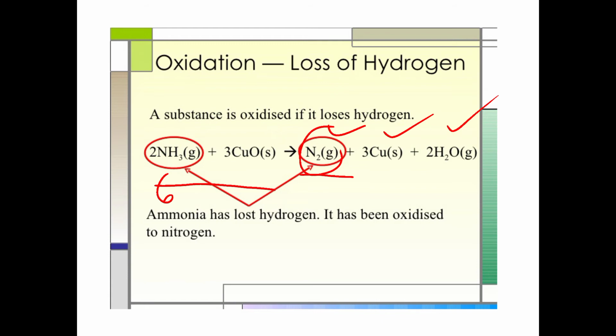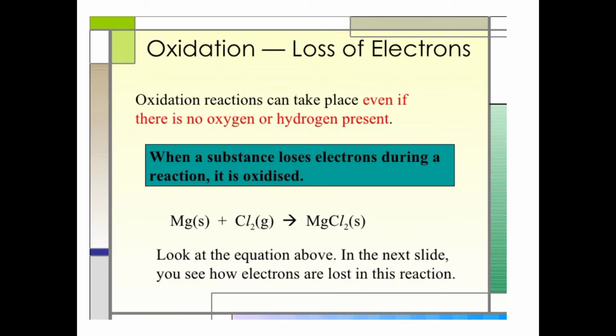Why can we say that? Because ammonia lost its hydrogen to become nitrogen. So we can define oxidation as loss of hydrogen. Another definition: oxidation is loss of electrons.